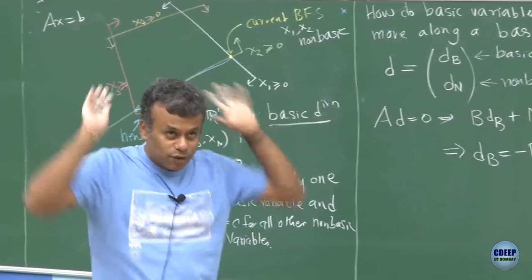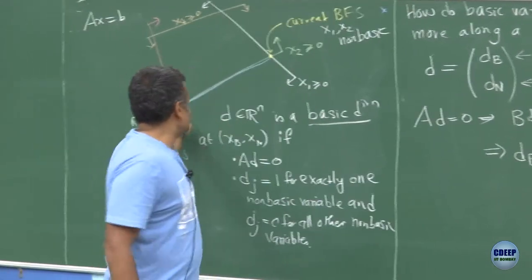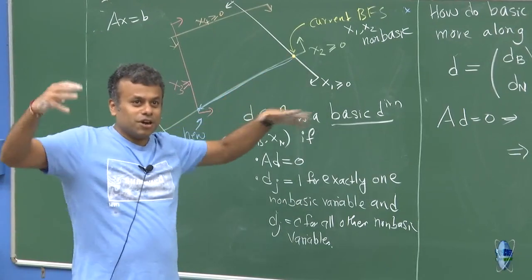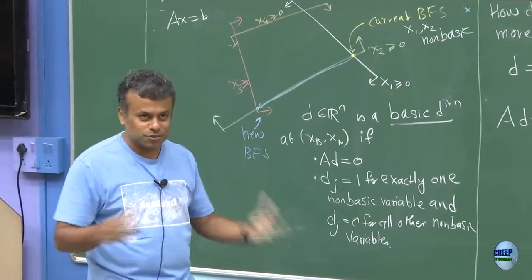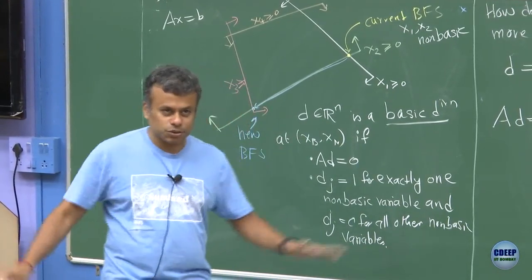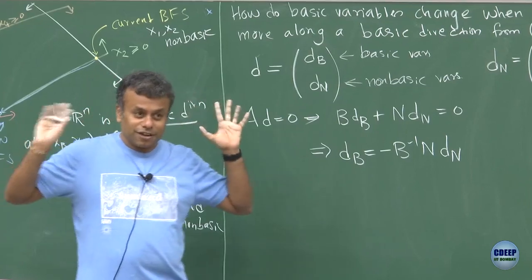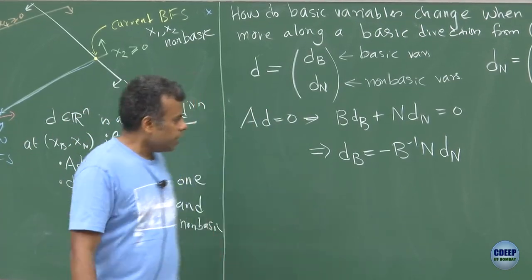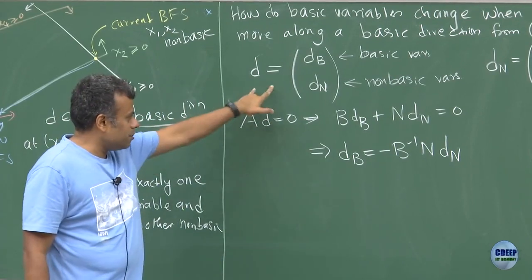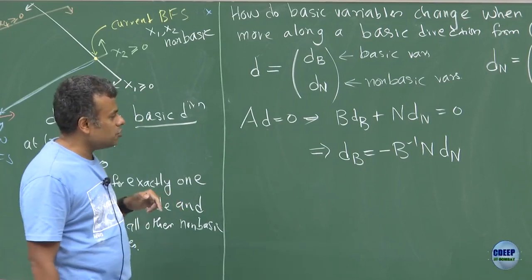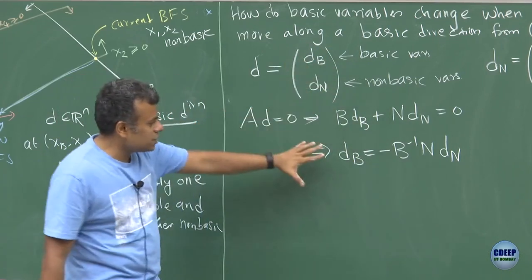No, we haven't changed. We haven't reached there yet, right? We are here. We are just trying to see what is the direction in which to move. Once we hit there, we will change. So we are still trying to describe one iteration of the simplex algorithm. We are at this particular basic feasible solution only. We want to move in the direction. So Ad must be zero. So we substitute all this and then we get this.